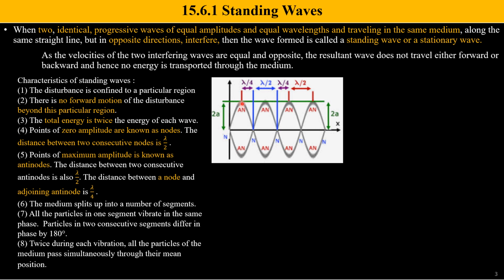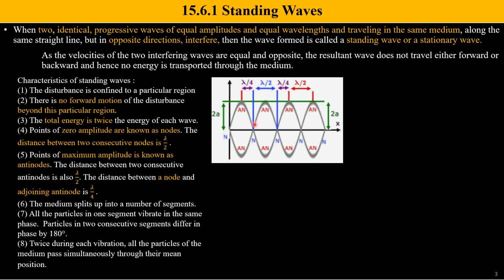The distance between two consecutive antinodes is lambda by 2. See here, this is an antinode and the next antinode is AN. So the distance between them is lambda by 2 as shown in the figure. The distance between a node N and an antinode is lambda by 4. You see here also the distance between antinode and node is lambda by 4.